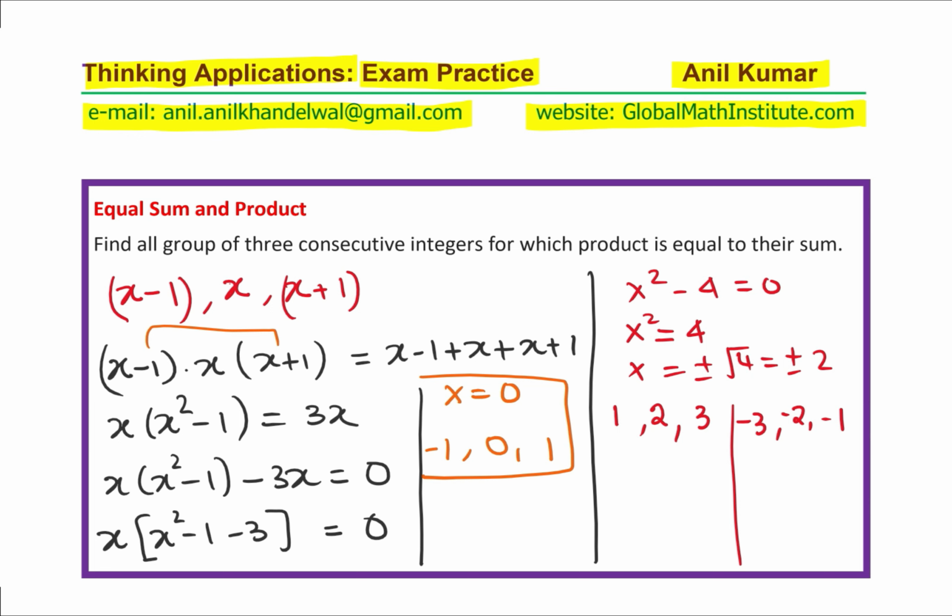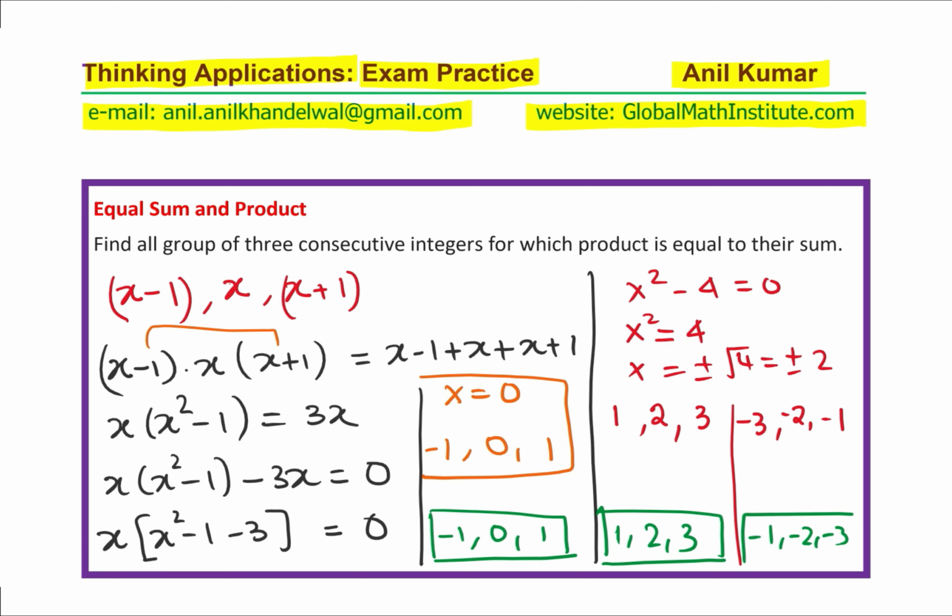For this particular question, we have 3 answers. Perfect. So the 3 answers are minus 1, 0, 1, correct? One set. You can verify their product is 0 and sum is also 0. And we have 1, 2, 3, 6 being the product and 6 being the sum. And minus 1, minus 2, minus 3. Again, minus 6 being the product and minus 6 being the sum. Does it make sense to you?